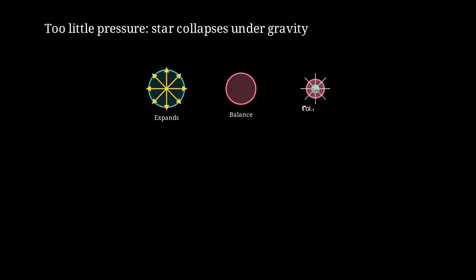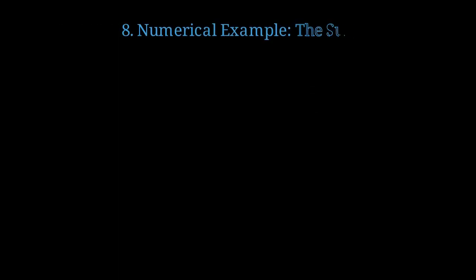These three scenarios show expansion when pressure dominates, balance in equilibrium, and collapse when gravity dominates. Let's apply these concepts to our own sun and calculate some real numbers. The sun has a radius of 6.96 times 10 to the 8 meters, or about 696,000 kilometers. Its mass is 1.989 times 10 to the 30 kilograms, an enormous amount of matter.